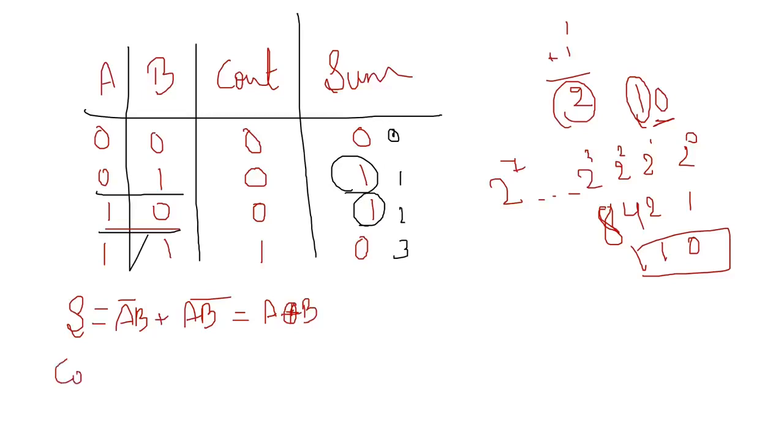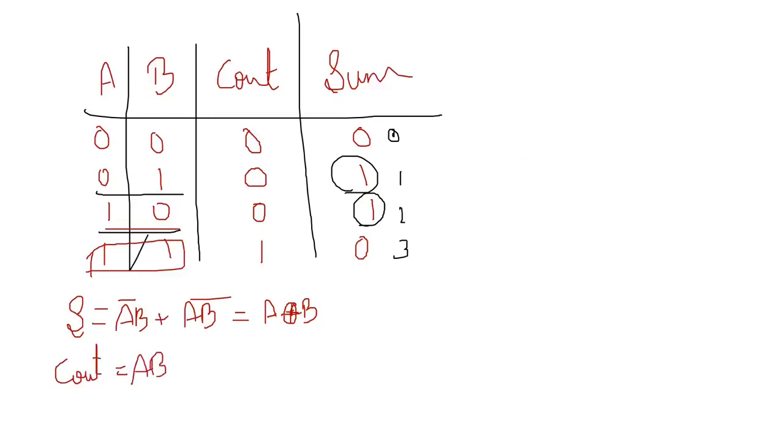Then what is carry out? Carry out is 1 only at one position, in the condition where A and B value is 1. So carry out will be AB. So let me write the circuit for this. For sum, A XOR B can be written like this. This is the XOR gate, the inputs are A, B and the output is sum. For carry out, A and B.